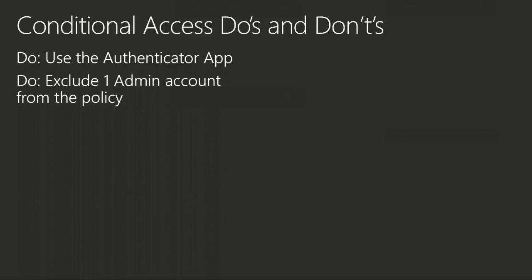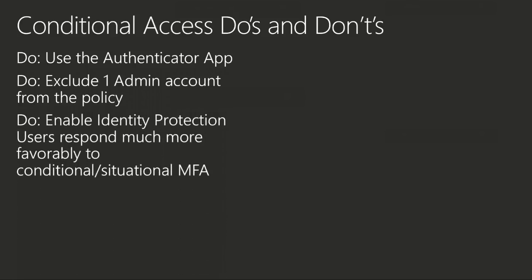Do exclude one admin account from the policy. This is one that our team had to learn twice. Someone put a conditional access policy on, and they hit save, and then they thought, oh, I can't actually meet that policy. I can't log into the portal anymore. And we did that twice. So if this happens to you, and it will, call support. They'll help you get squared away, or have an extra admin account that's not included in any of the policies.